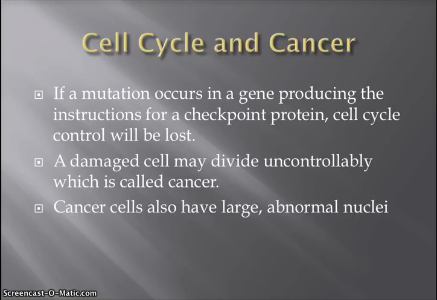If a mutation should occur in a gene that produces the instructions for a checkpoint protein, then the entire cell cycle control will be lost. In this case, you get a damaged cell, and that damaged cell could divide uncontrollably, which is called cancer. Cancer cells have very large, abnormal nuclei.